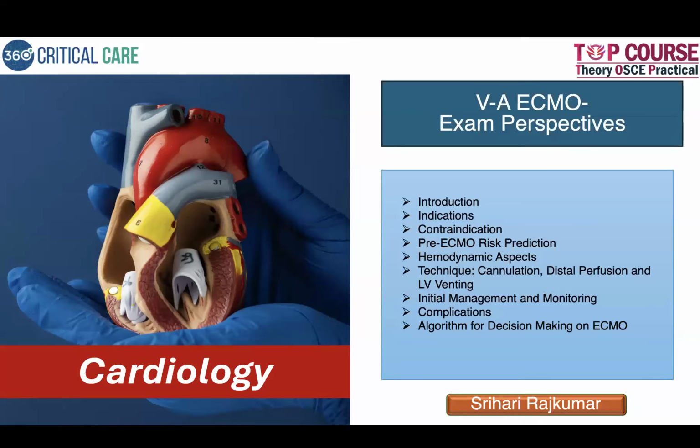So I'll go into the topic proper. I'll be covering mainly the exam perspective related pointers. I'll not go very in depth like how it is being given in the ELSO manual. So what you need to write in the exam is what I'm going to concentrate on now. So I'll be covering the introduction, the indications, contraindications, the pre-ECMO risk prediction scoring, the hemodynamic aspects, that's the physiological aspects related to this, the technique, initial management and monitoring, complications, and the algorithm for decision making on ECMO.